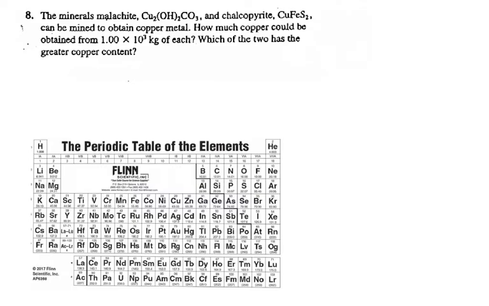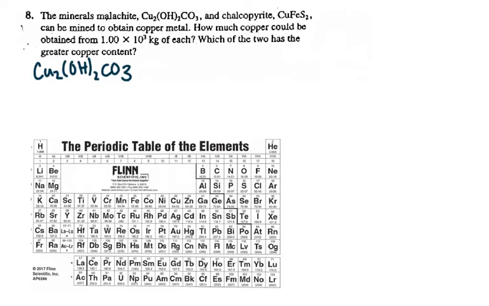So I'm going to go ahead and do each of them separately. I'm going to start with my copper hydroxide carbonate. Okay, I'm going to start with that compound first and do the percent composition just for copper.